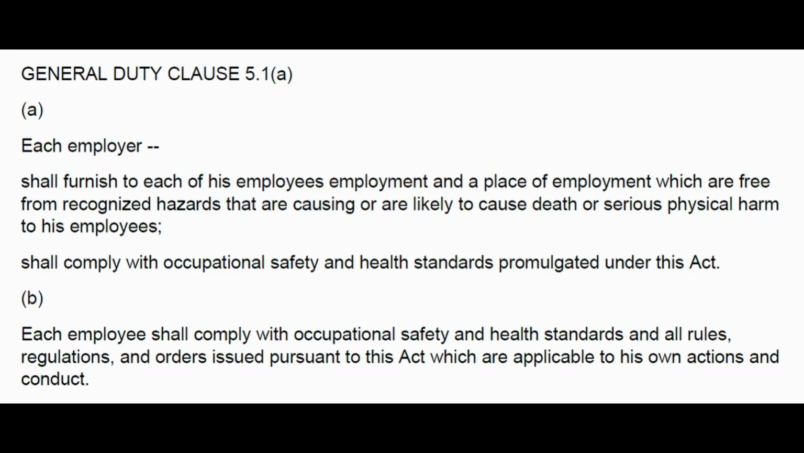General Duty Clause 5.1a. Each employer shall furnish to each of his employees employment in a place of employment which are free from recognized hazards that are causing or are likely to cause death or serious physical harm to his employees. Now we're going to skip down to B. Each employee shall comply with occupational safety and health standards and all rules, regulations, and orders issued pursuant to this act which are applicable to his own actions and conduct.